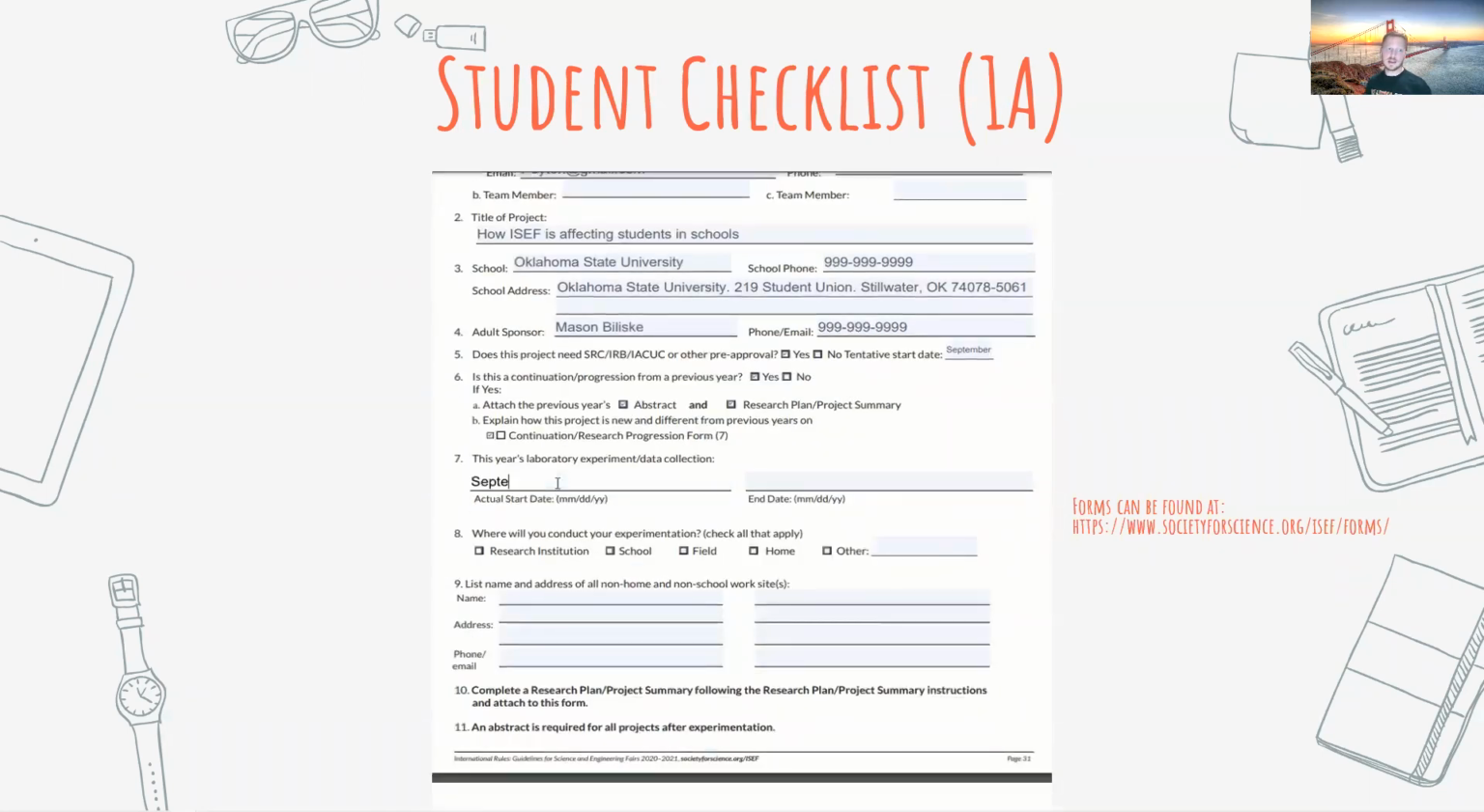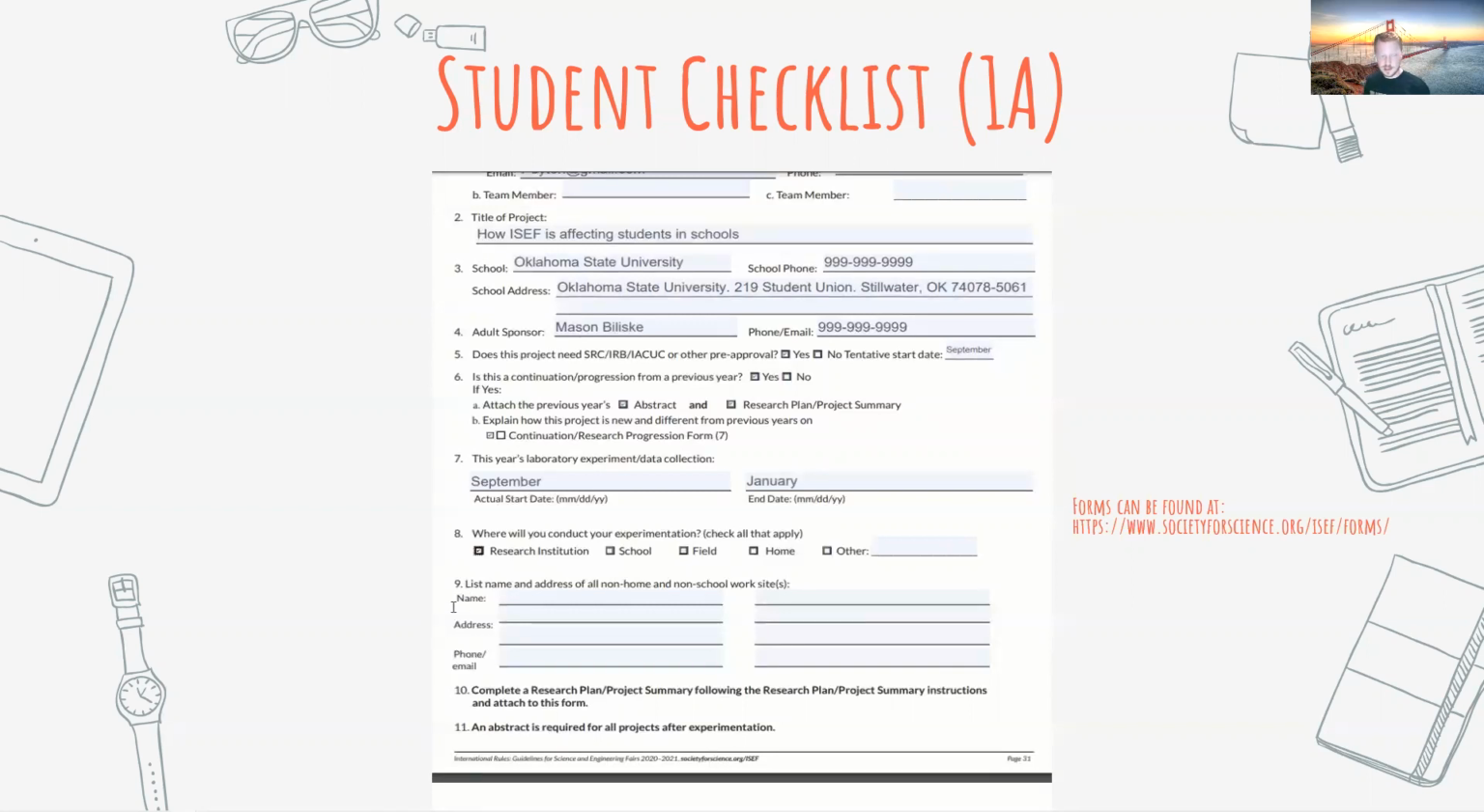Now, we also need to put in the dates that we are going to be collecting data. Mine's going to be from around September to January. Your dates will be more specific and go with your research plan. Now, where will you conduct your research? I'm at Oklahoma State, so I'll put research institution. And now you need to list the names and addresses of non-home and non-school work sites. This is like if you work anywhere else besides the institution that you are going on.